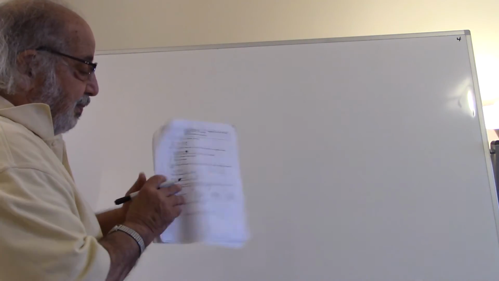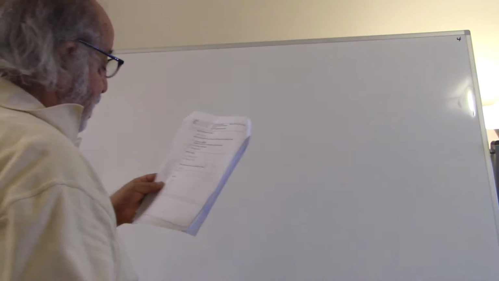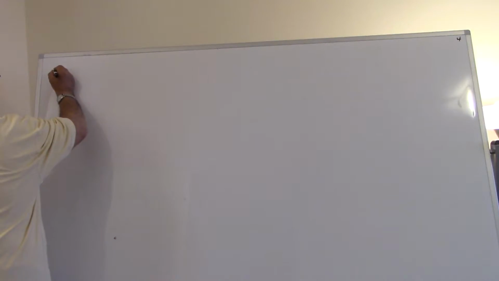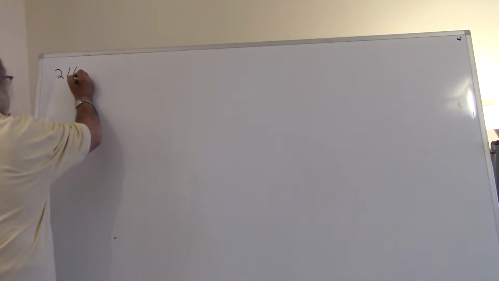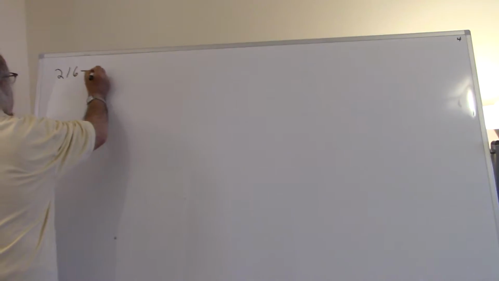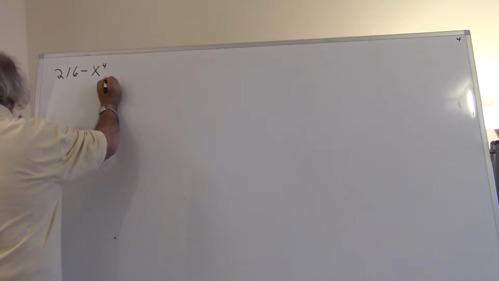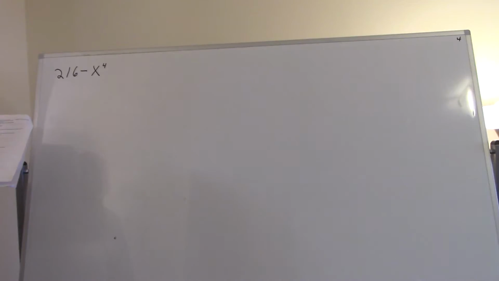All right, here we go. 216 minus x to the fourth. Factor using the formula for the sum or difference of two cubes. All right, so what number multiplied 3 times will be 216? Let me get my calculator out.